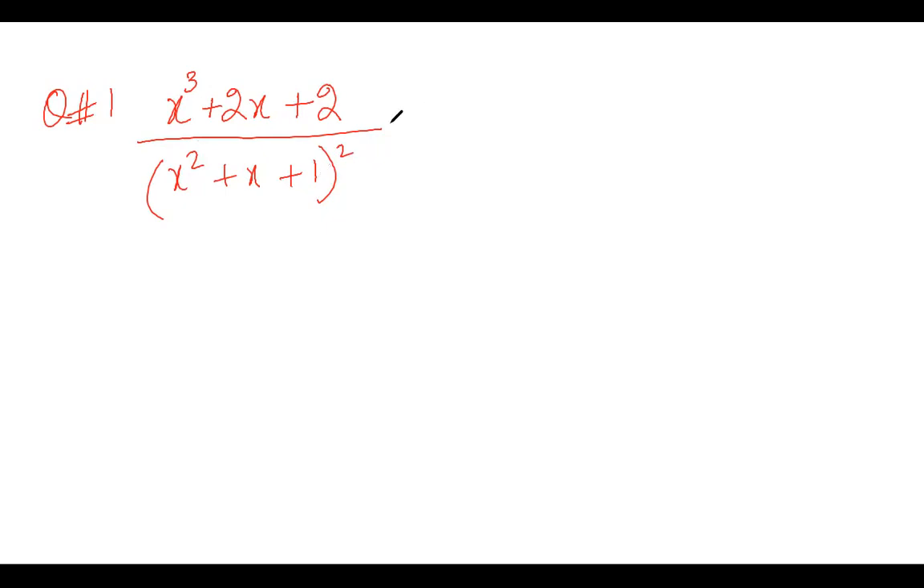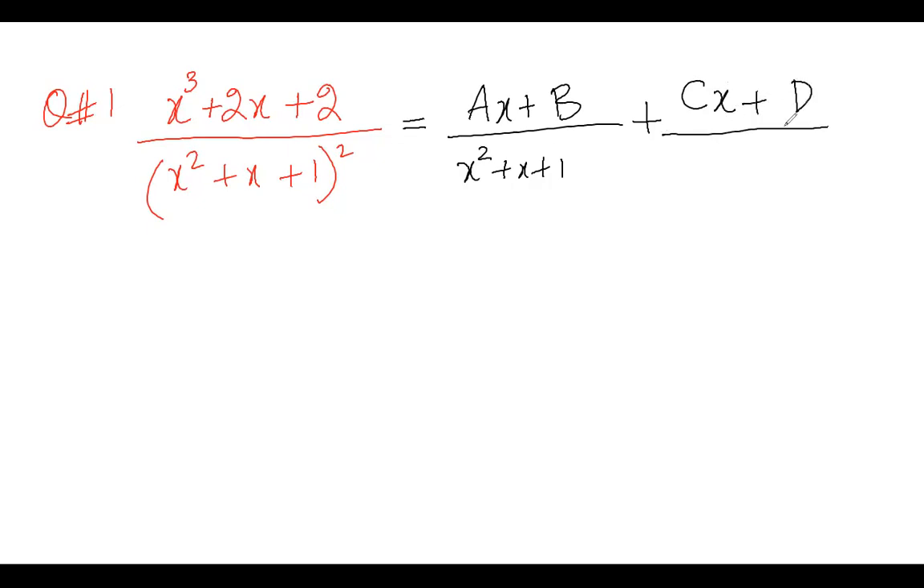This is an important step if the denominator consists of an irreducible quadratic. For the quadratic, you write ax plus b divided by the quadratic x square plus x plus 1. Now as it is repeated, introduce the new constants cx plus d, divided by x square plus x plus 1 whole square. This is our first equation. Okay.